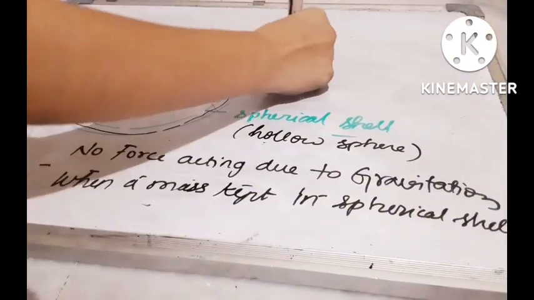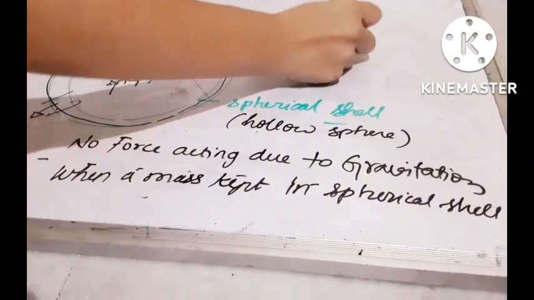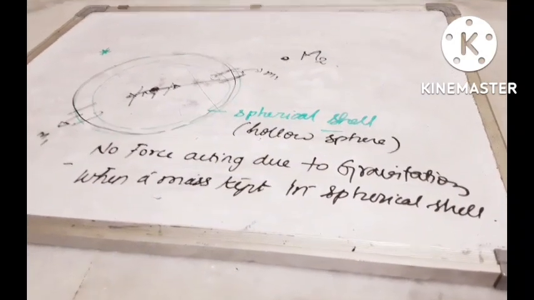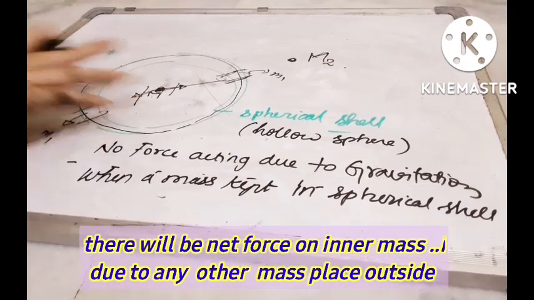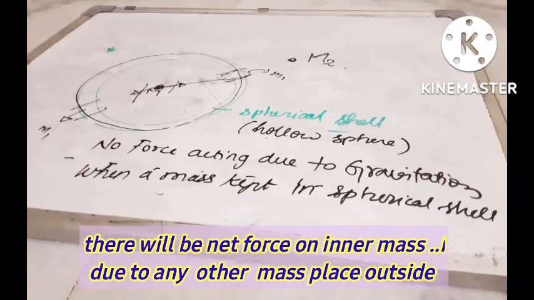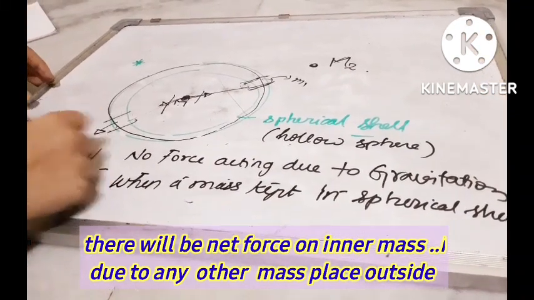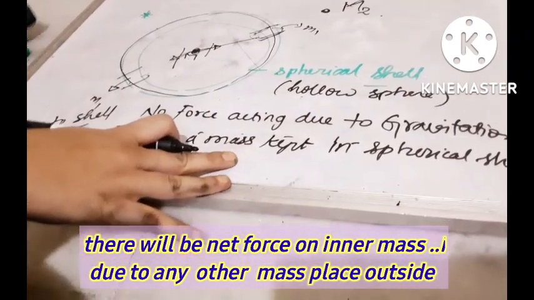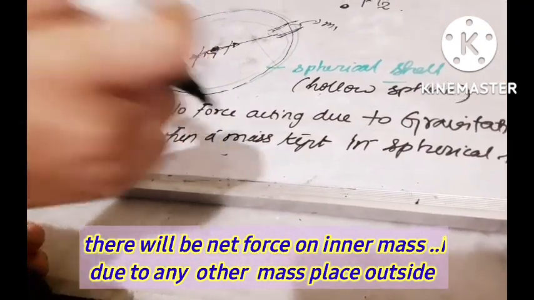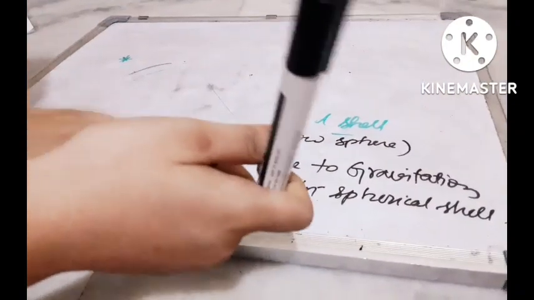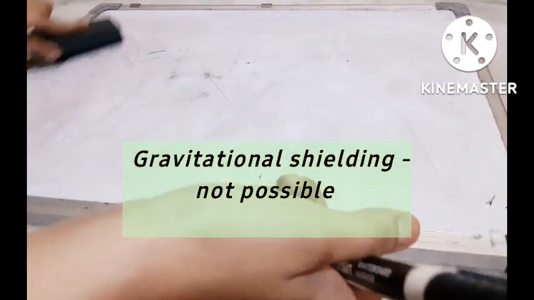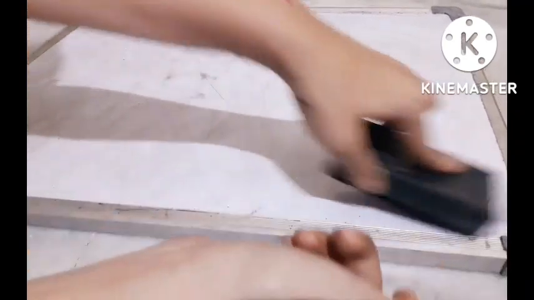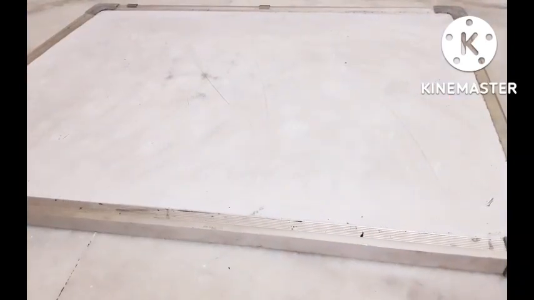If I keep a mass here also, suppose like this M2, then probably there may be some force. But due to the shell, I am talking here due to the shell, there will be no force acting on this inner mass. Okay, like how we will study in electricity, electrostatic shielding, just like that. Okay, so we are done with all the introductory part.